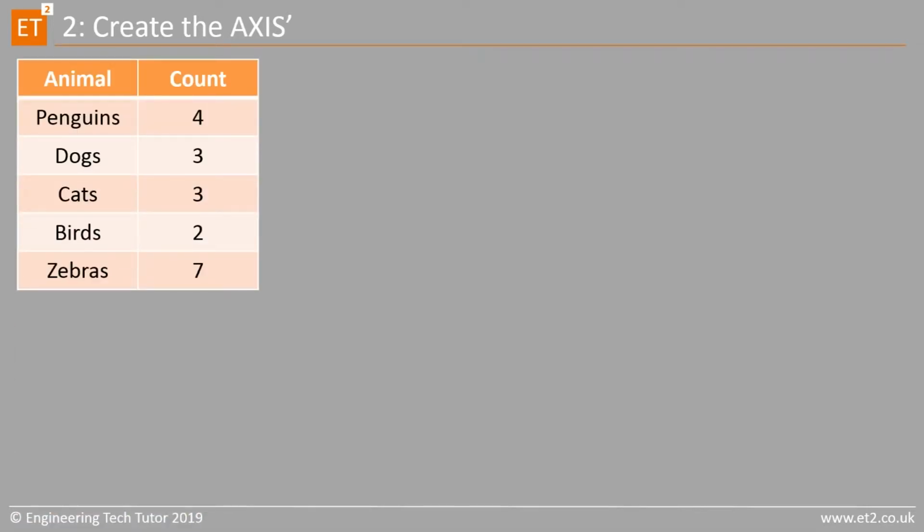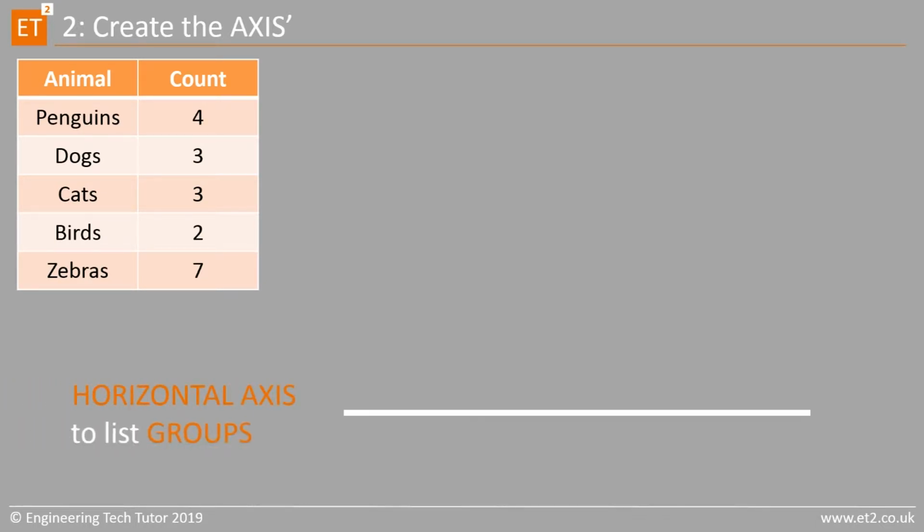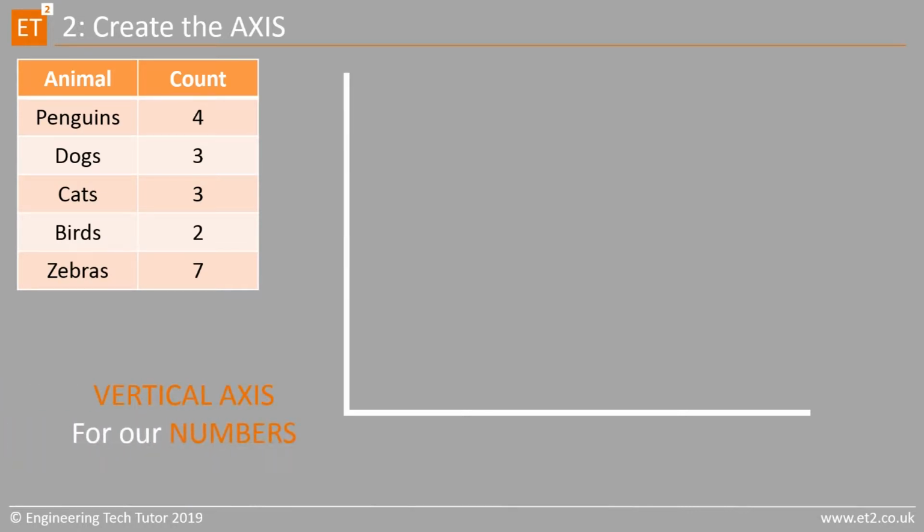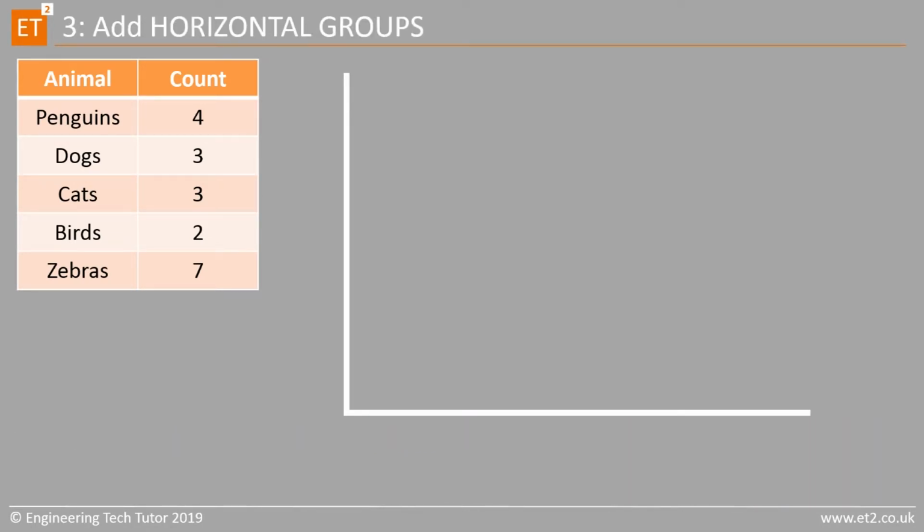So now we've completed the first step of collecting our data. The second step is to create our horizontal axis. The horizontal axis is used to place the list of groups, or in our case animals, for which we want to plot our data. The next step is to create the vertical axis, on which we will place our numbers. The third step is to add the names of our animals onto the horizontal axis, so people know which groups we are referring to.